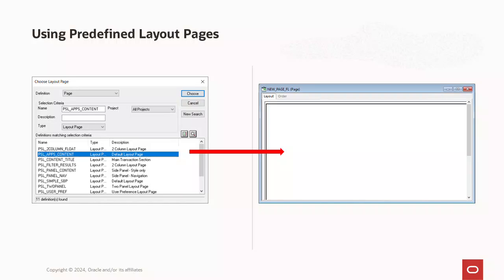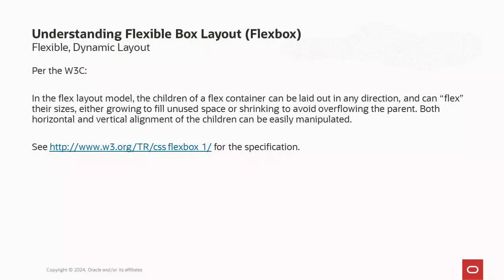Note that throughout this video, we will further discuss the significance of using group boxes in Fluid page development and how CSS styles can be applied to group boxes. Per the W3C, in the Flex layout model, the children of a Flex container can be laid out in any direction and can flex their sizes, either growing to fill unused space or shrinking to avoid overflowing the parent. Both horizontal and vertical alignment of the children can be easily manipulated. See the URL displayed on your screen.